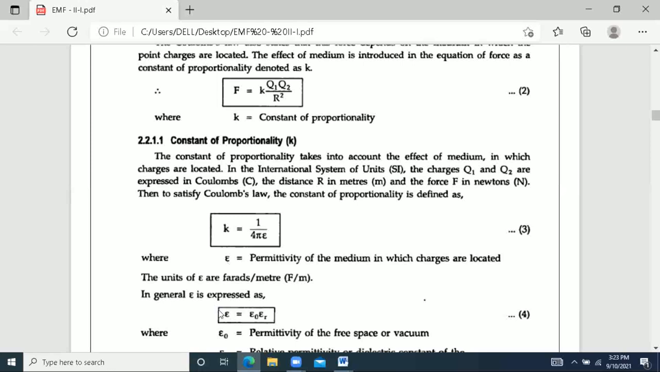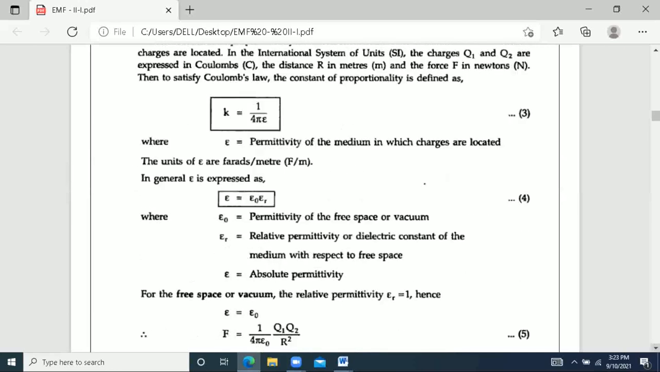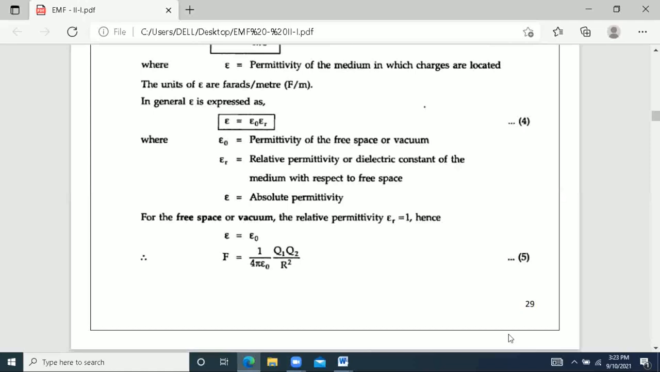Now, the permittivity of free space is epsilon naught. So whatever the medium, we just multiply the permittivity of free space by that ratio. The ratio we call epsilon R. So epsilon is epsilon naught times the relative permittivity. So F, the force between two charges in air or in a vacuum, is 1 upon 4 pi epsilon naught Q1 Q2 over R squared.